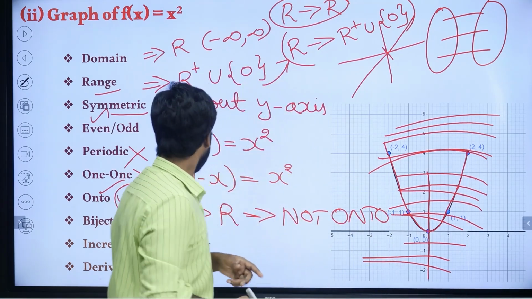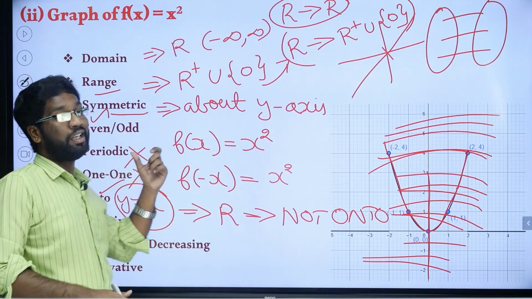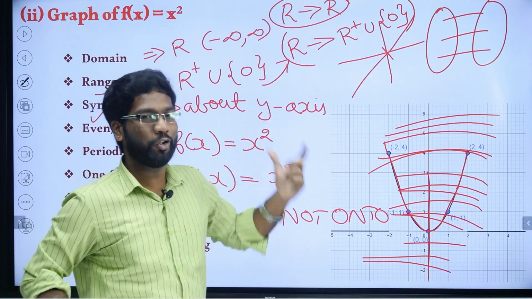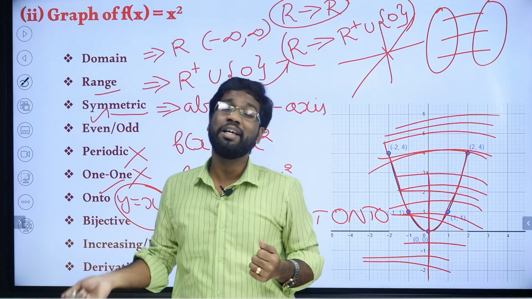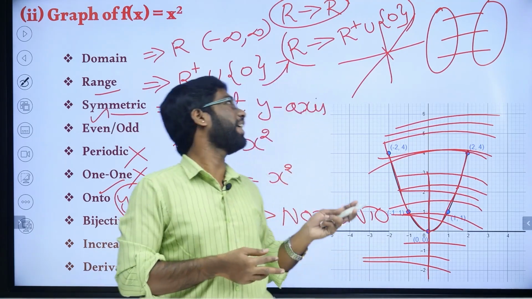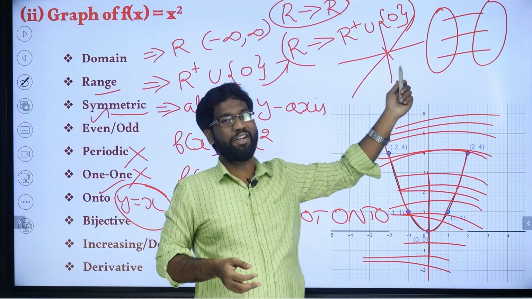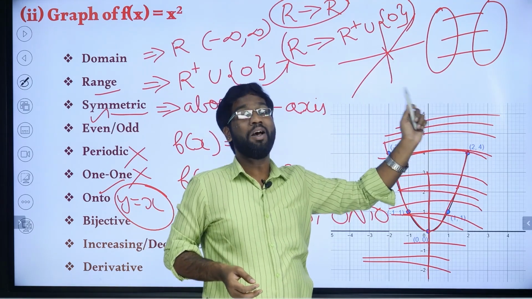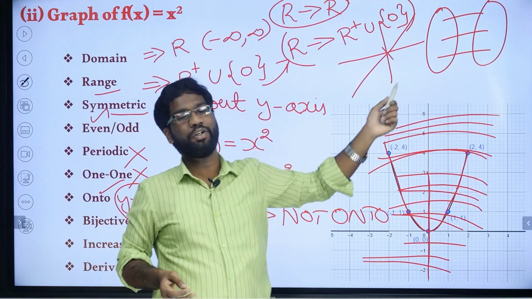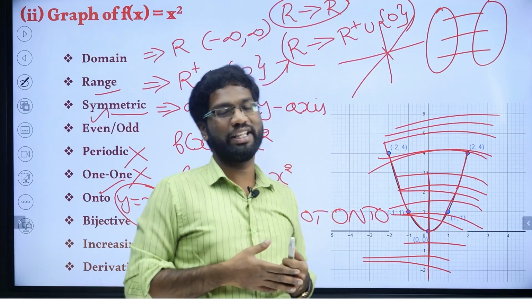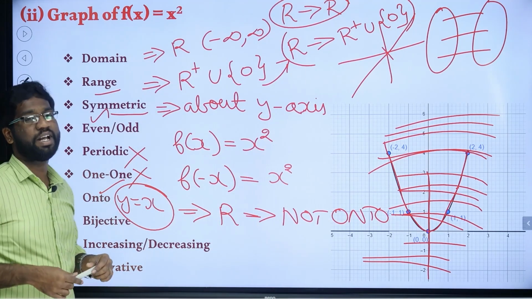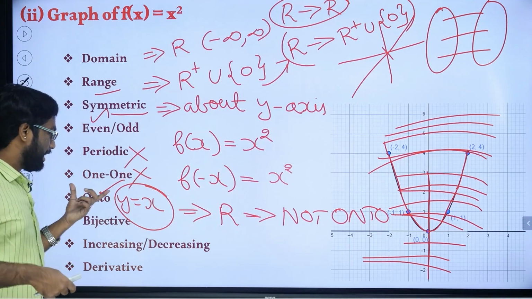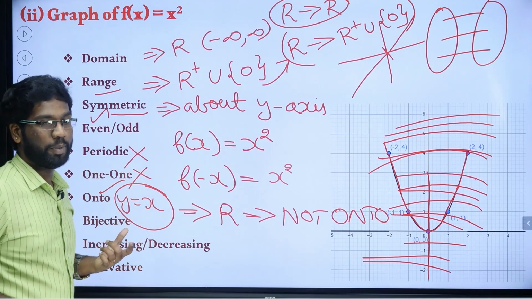Okay, so this function's onto property depends on the codomain. For R, it is not an onto function, my dear students, but for the redefined codomain, which means positive real numbers with 0, that function has that range. Okay, so it is an onto function. Bijective function, whether it is bijective or not, even onto may or may not be possible, my dear students.